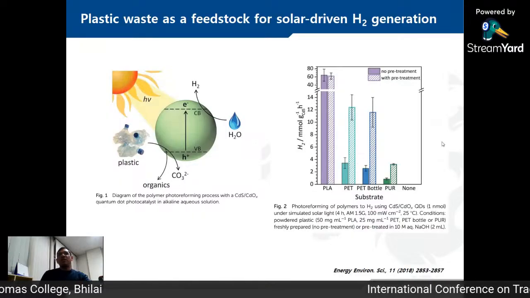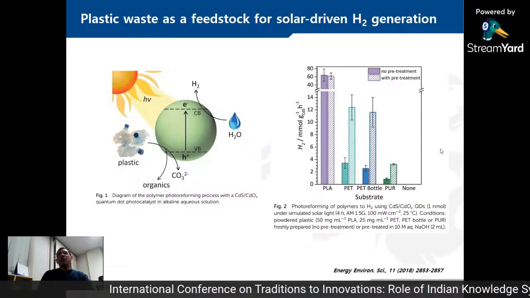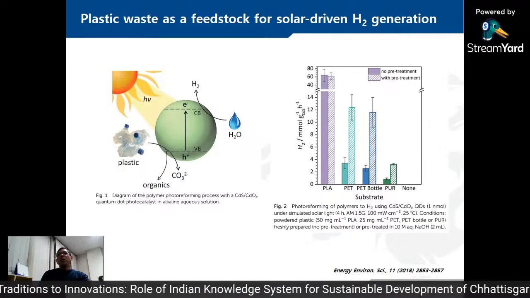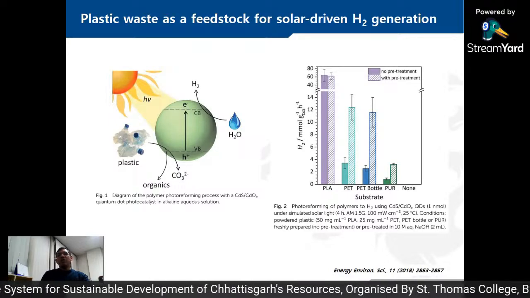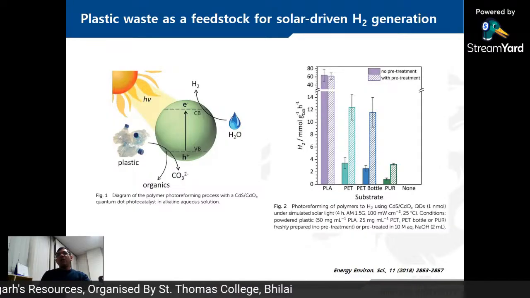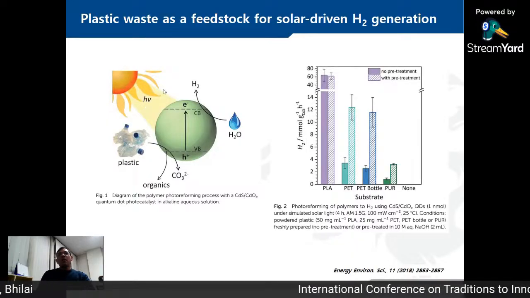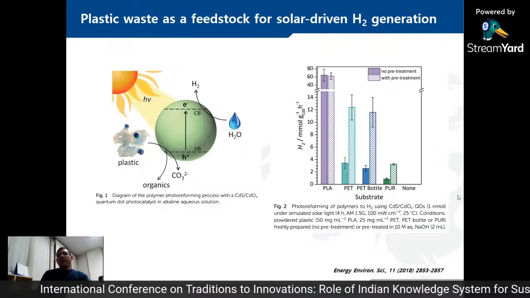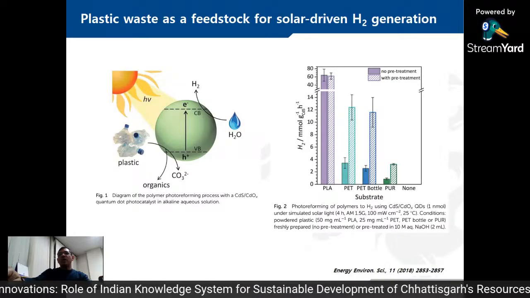This is another experimental work which I want to share on plastic waste. Not only wood, we can also generate hydrogen on polymer or plastic, PVC, PET or PLA polymer. We can use this as a substrate. Over this substrate, we can coat or deposit the cadmium sulfide or cadmium oxide catalyst. Then if you illuminate with solar light, xenon lamp, UV light or any other lights, it can also generate hydrogen gas over the cadmium sulfide and cadmium oxide quantum dots.